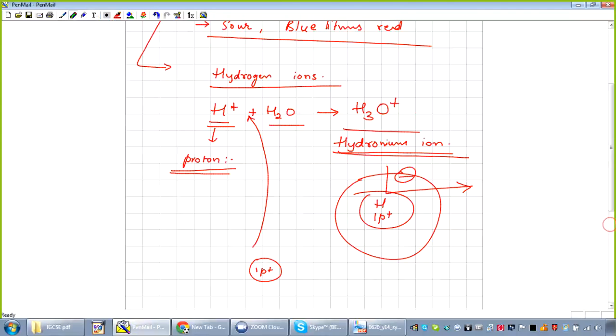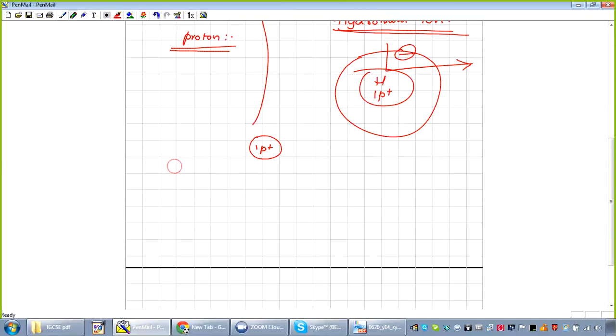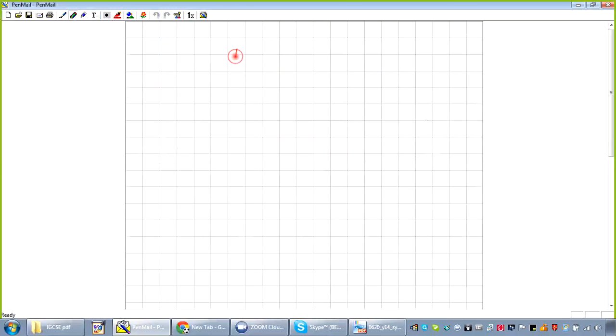So this is the definition of an acid. On the basis of this definition, suppose I have an acid like HCl. Now this HCl can be of two types: either it is hydrogen chloride gas, or hydrochloric acid. Hydrogen chloride gas is highly soluble in water. When it is dissolved in water, it forms an aqueous solution of HCl, which is hydrochloric acid.